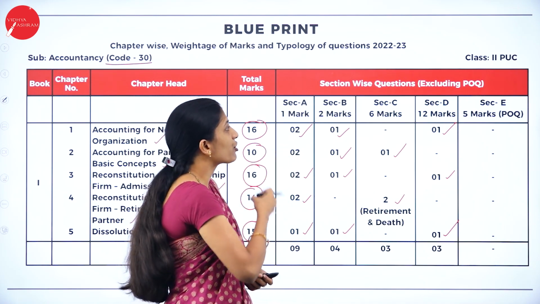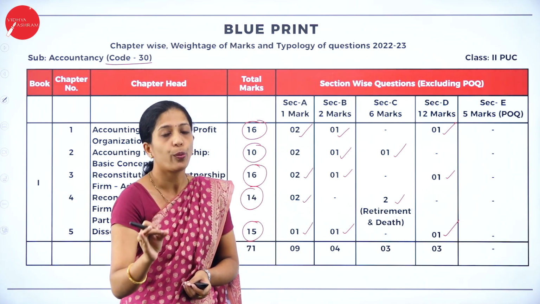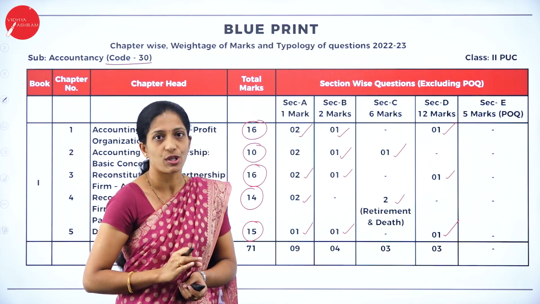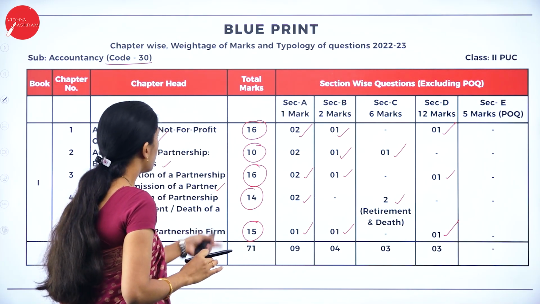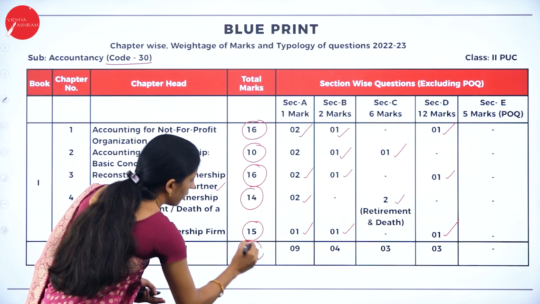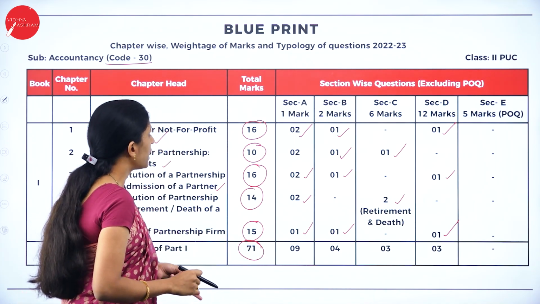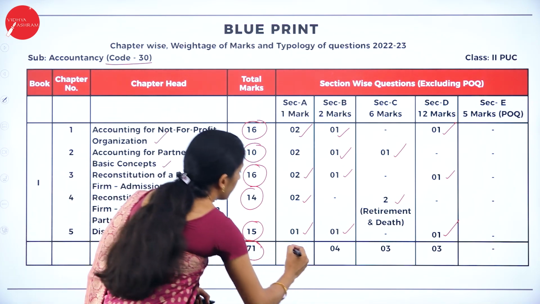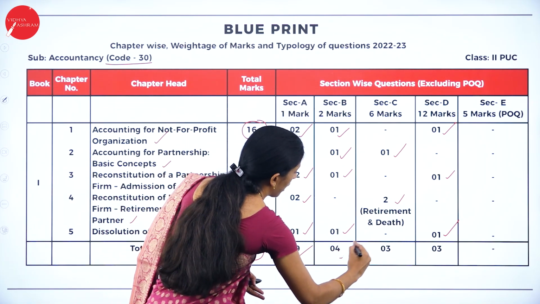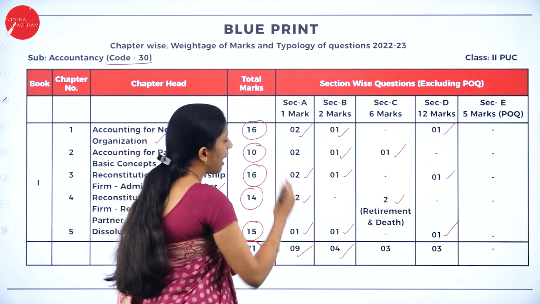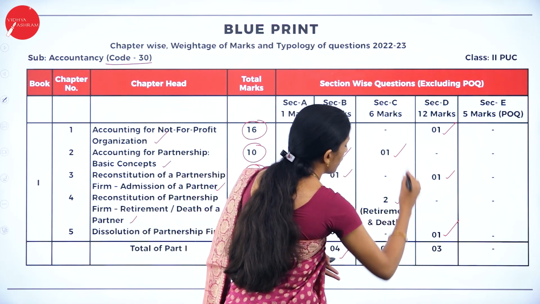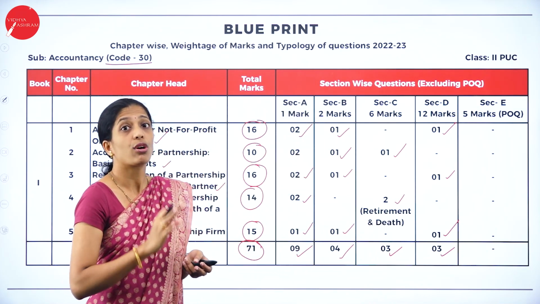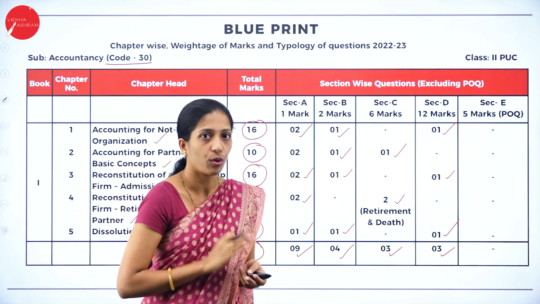So this is about your Part A or Book 1, where you can expect these number of questions from each individual chapter. The total marks from Book 1 or Part 1 is 71 marks. 1 mark, 9 questions will be there, 2 marks, 4 questions, 6 marks, 3 questions, and 12 marks, 3 questions. So this will be the blueprint of Part 1 or Book 1.